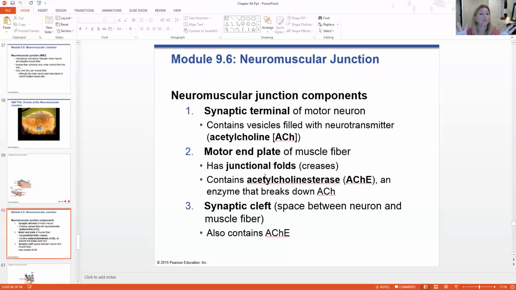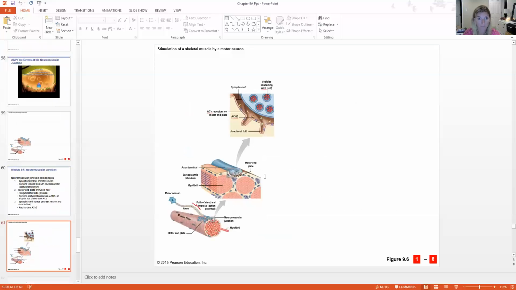The motor end plate of the muscle fiber has several little creases which contain acetylcholinesterase, AChE. AChE is the enzyme that breaks down ACh after it's been released. The synaptic cleft is just the space between the nerve cell and the muscle fiber that also contains AChE.